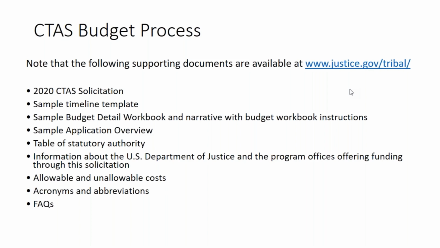What I referenced earlier was the solicitation. As far as I know, there is not a separate list of allowable and unallowable costs, but I will check with the program specialist with CTAS for OVW Purpose Area 5 to see if there is a specific list, and if there is, then I'll send it to Christina to distribute at a later time.